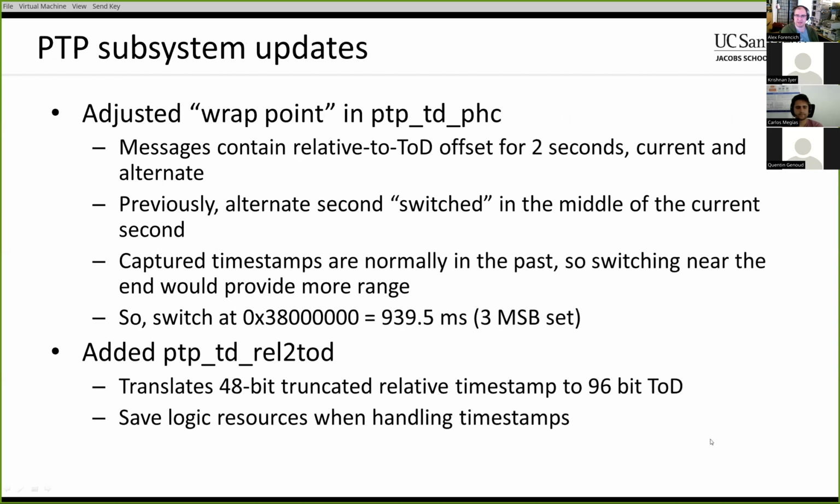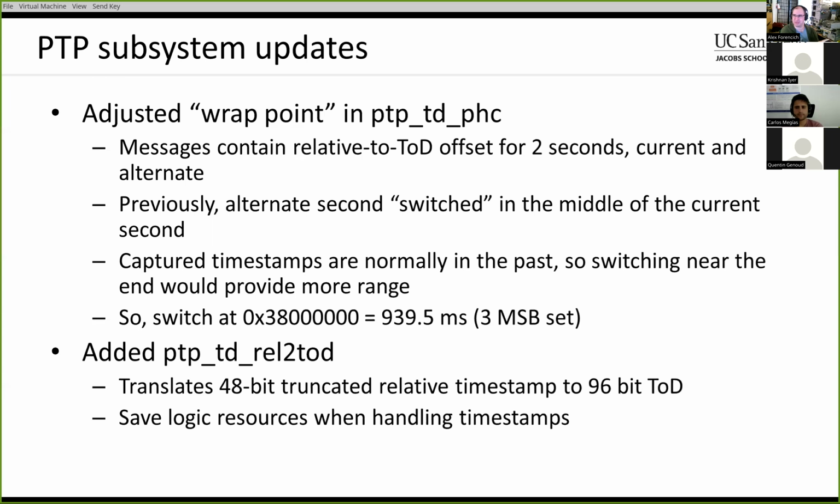The first one is I adjusted the PTP hardware clock module to wrap at a slightly different point. So with the time distribution messages that carry the information about the PTP time, they contain a relative to time of day offset for 2 seconds, right? The current second and then either the previous second or the next second, depending. So previously it switched basically the middle of the current second, but in general, you're going to be working with captured timestamps that are in the past.